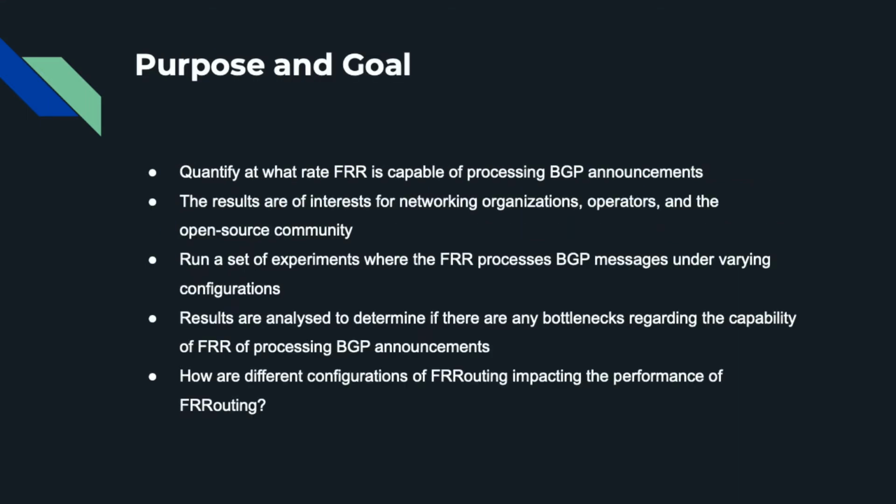The purpose and goal of this work is to quantify at what rate FRRouting is capable of processing BGP announcements. The results may be of interest for networking organizations, operators, and the open source community. To achieve the goal, we run a set of experiments where FRRouting processes BGP messages under varying network configurations. The results are analyzed to determine if there are any bottlenecks regarding FRRouting's capacity of processing BGP announcements. We also look at how different configurations of FRRouting impact its performance. The results are then discussed in order to determine if there are any bottlenecks regarding the capability of FRR of processing BGP announcements under different configurations.